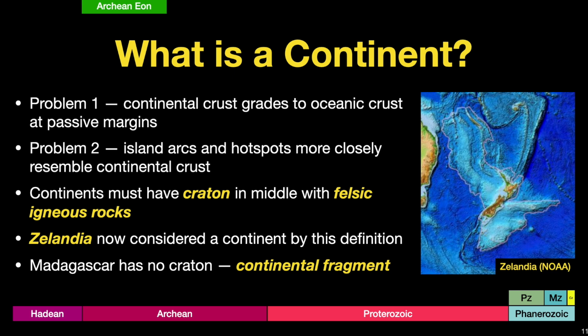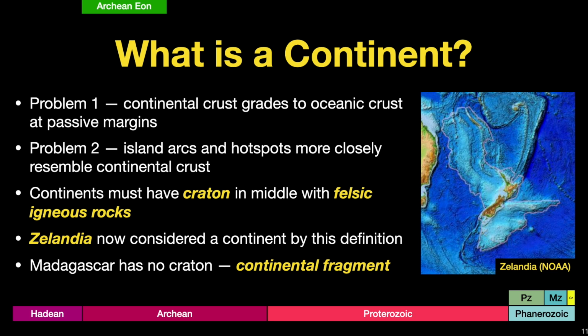New Zealand, the island nation in the southwestern Pacific, has two main islands, the North Island and the South Island. But there's a lot more geologically to New Zealand than that. In fact, underlying those two islands is the microcontinent or small continent called Zealandia. And it is a continent under this geologic definition. It has a craton and has felsic igneous rocks. It just so happens to be that most of it is submerged under the Pacific Ocean. So Zealandia is a continent, geologically.